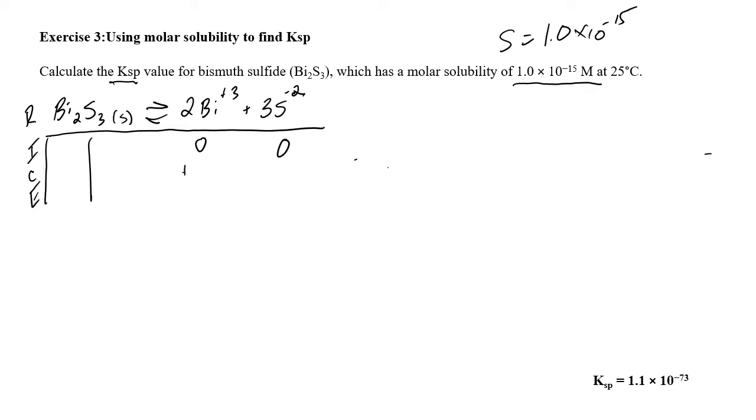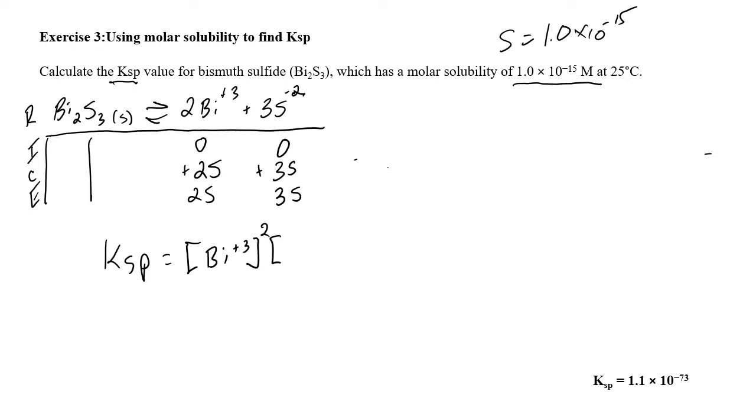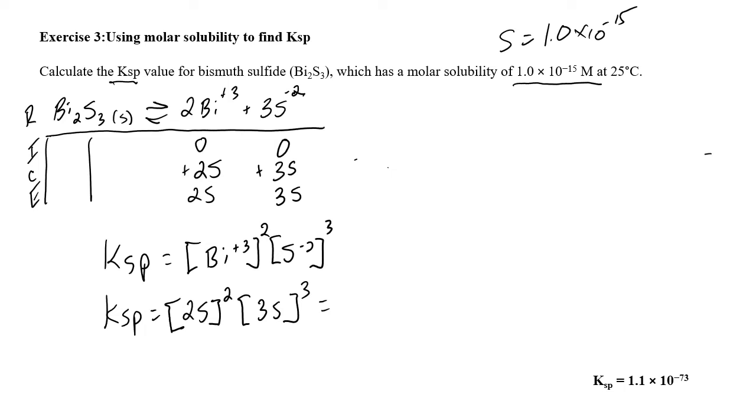Who cares about the solid, S, plus 2S, 3S, and 2S, 3S, so your KSP equals the concentration of bismuth squared times the concentration of the sulfide cubed. Okay, and if we plug in 2S squared, 3S cubed, right, we can solve for KSP.